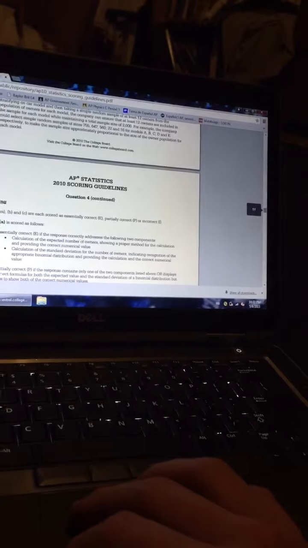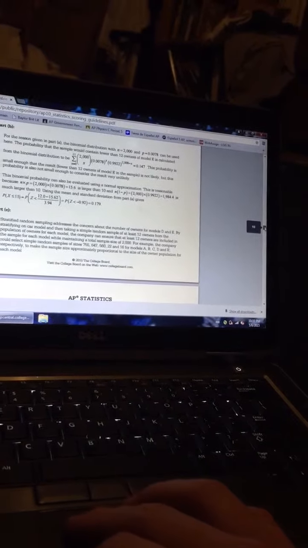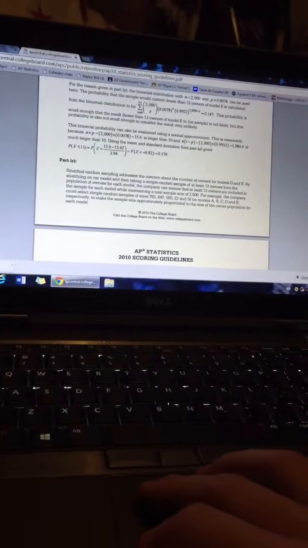Finally, part C. Ugh, I hate this. Part C is describing that stratified random sampling takes care of the problem with at least 12 owners, and they used numbers. For example, the company could select simple random samples. They used 77, 55, 647, 560, 22, and 16 for A, B, C, D, and E, and talked about how to make the sample size approximately proportional to the size of the owners. And I used 785, 630, 540, 20, 25, and 20, which are very close. And that was just an example.